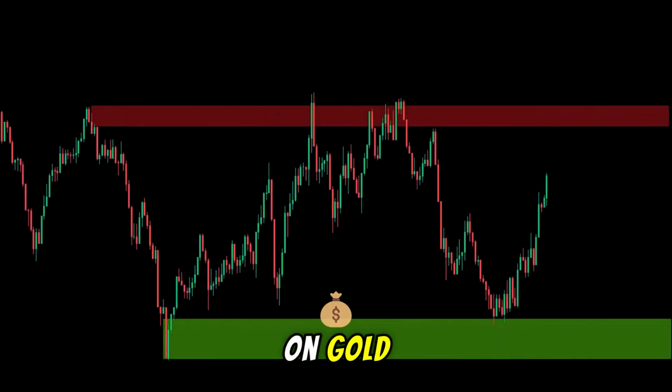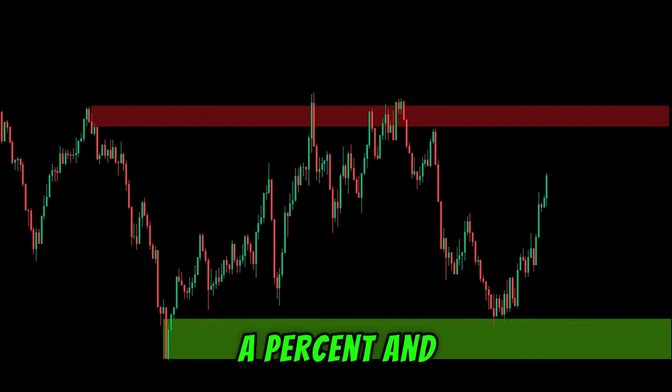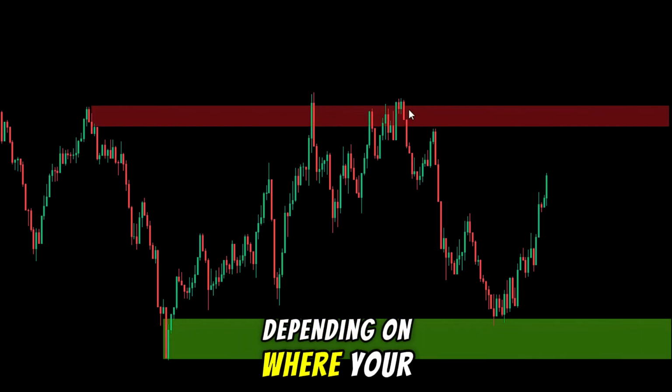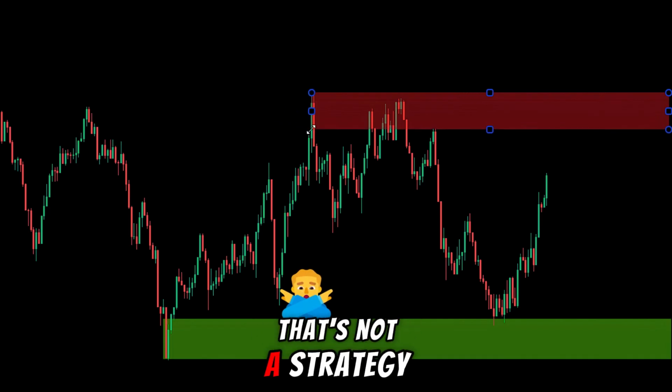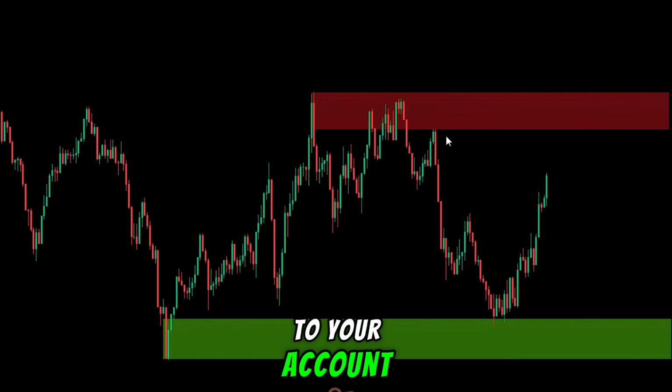Fixed lot sizing on gold means your risk swings between 0.5% and 5% depending on where your stop happened to land. That's not a strategy. That's a random number generator attached to your account.